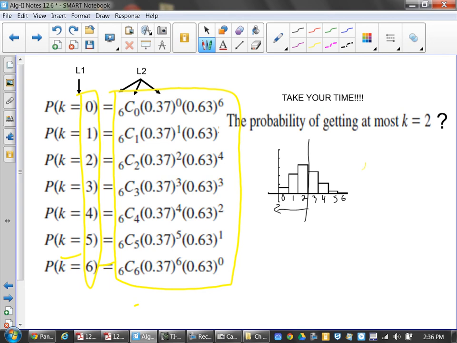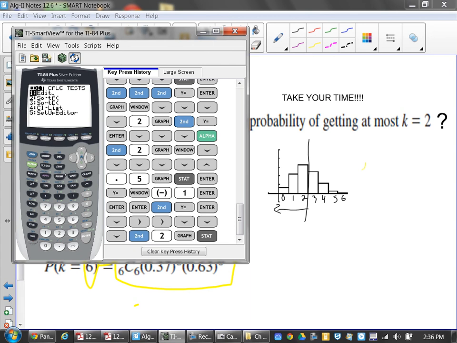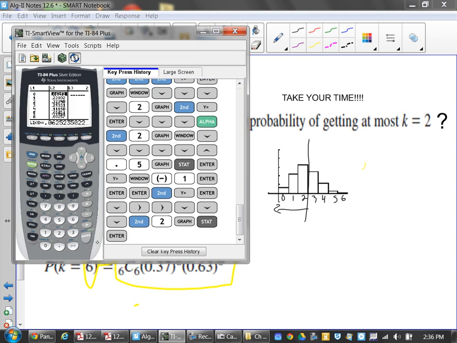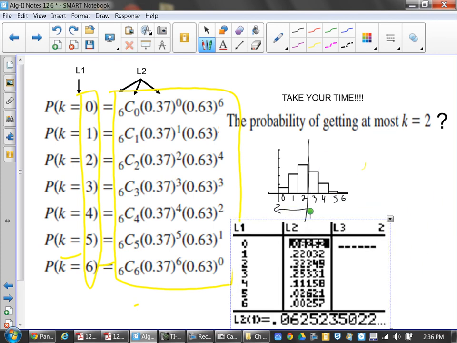You gotta be careful when you're typing. So if I go back to my stat, go back to my edit, look at my list, I'm going to add at most 2. I'm going to add these 3 values together, 0, 1, and 2. And that would give me the probability of at most 2 people believing in UFOs out of that 6.